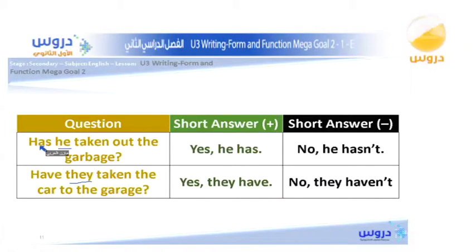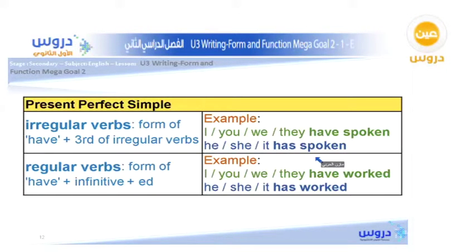So the question is, has he taken out the garbage? If we want to answer affirmatively, we can say yes, he has, or negatively, we can say no, he has not. And with have, we can say, have they taken the car to the garage? We can answer affirmatively by saying yes, they have, or no, they have not. So this is regarding a yes or no question in the present perfect simple.